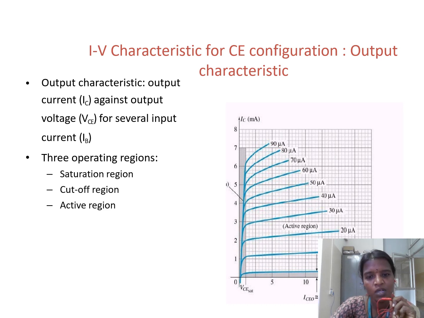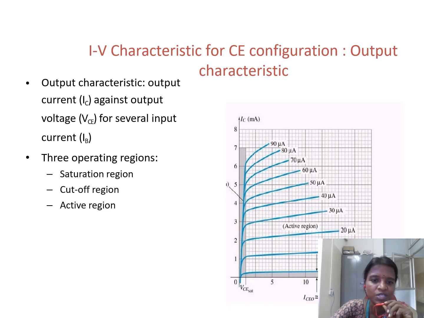And this is your output characteristics of the common emitter configuration. Here the output characteristics have three regions. This is the active region, this is the saturation region, and this is the cutoff region.